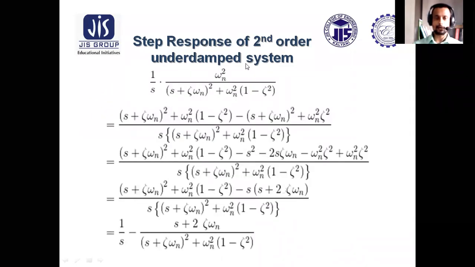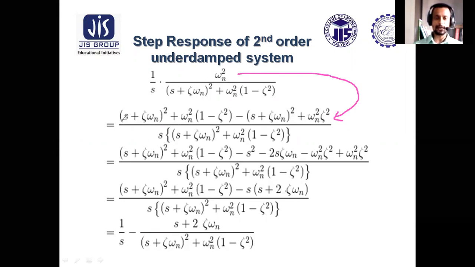Now up to this we have obtained in the last slide. Now let us move forward. Now this 1 by s is placed here, (s plus zeta omega n) whole square plus omega n square root 1 minus zeta square. So the denominator part is kept as it is. We have made some changes in the numerator part. This omega n square is written like this. So these two are same. We have taken some quantities falsely extra.